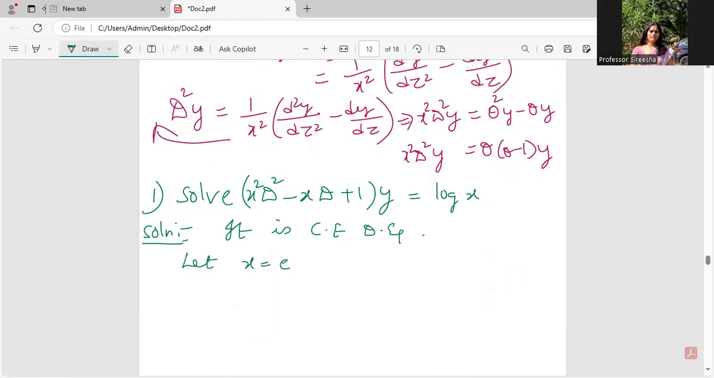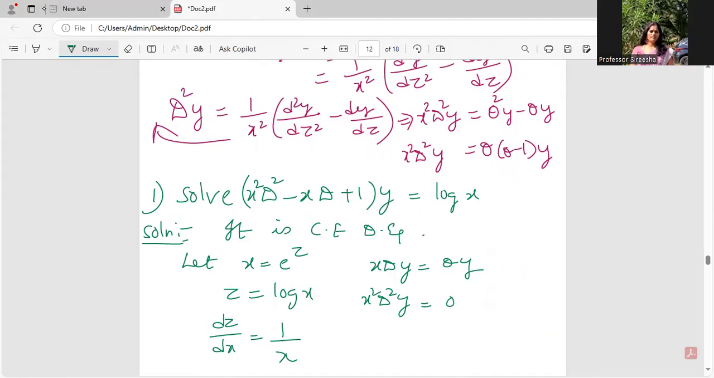x is equal to e power z. I also write z is equal to log x. I also will write dz by dx is equal to 1 by x. After this, I'll directly come to the steps. What are those? x dy would be theta y. x squared d squared y would be theta into theta minus 1 into y. What is theta? d by dz. What is D here? d by dx.